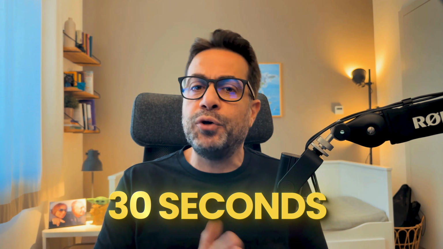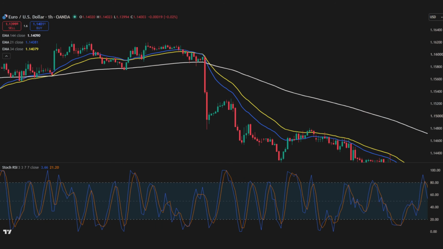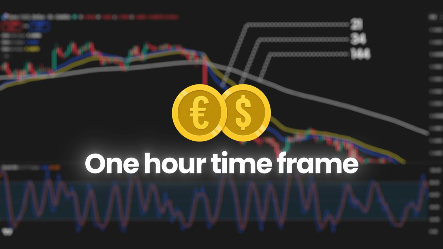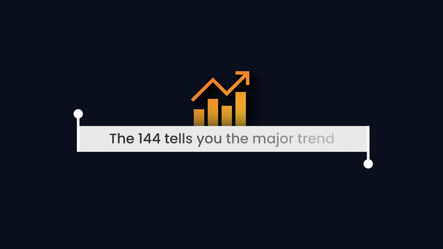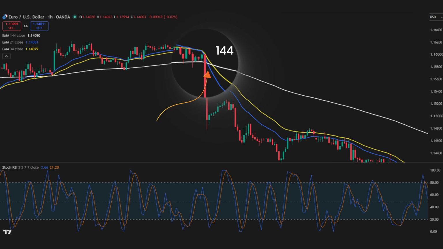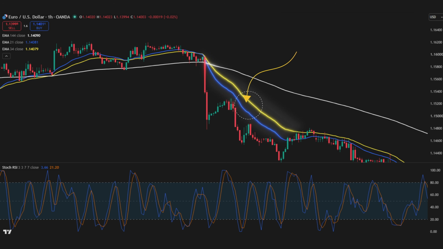Okay, so let me give you the strategy in about 30 seconds because it's actually simple and that's a good thing. You've got 3 EMAs, 21, 34 and 144 on EUR/USD 1 hour time frame. They're stacked on the chart. The 144 tells you the major trend. The 21 and 34 tell you the minor trend. When price crosses the 144 and the faster 2 EMAs line up in the same direction, the trend has flipped.